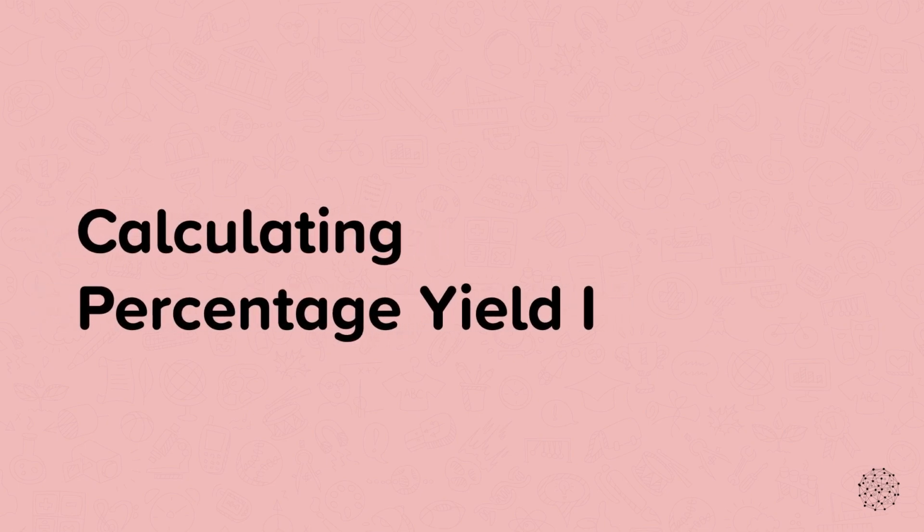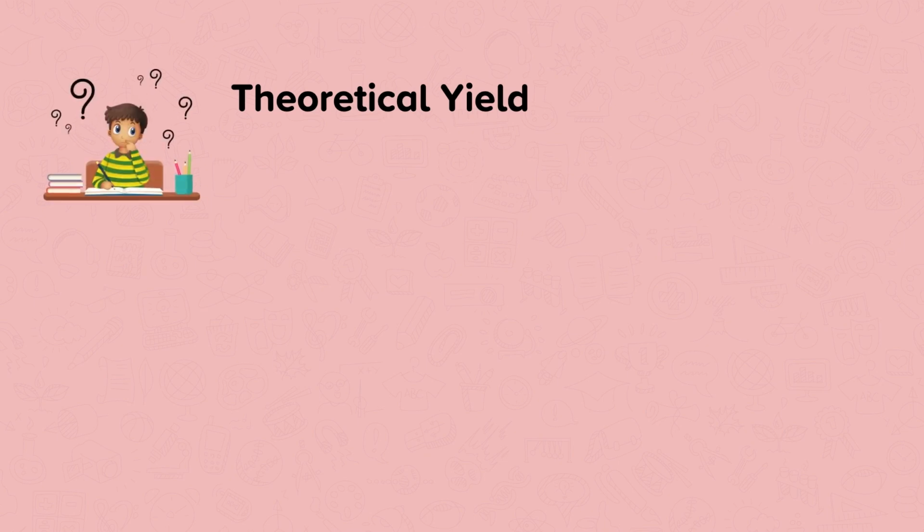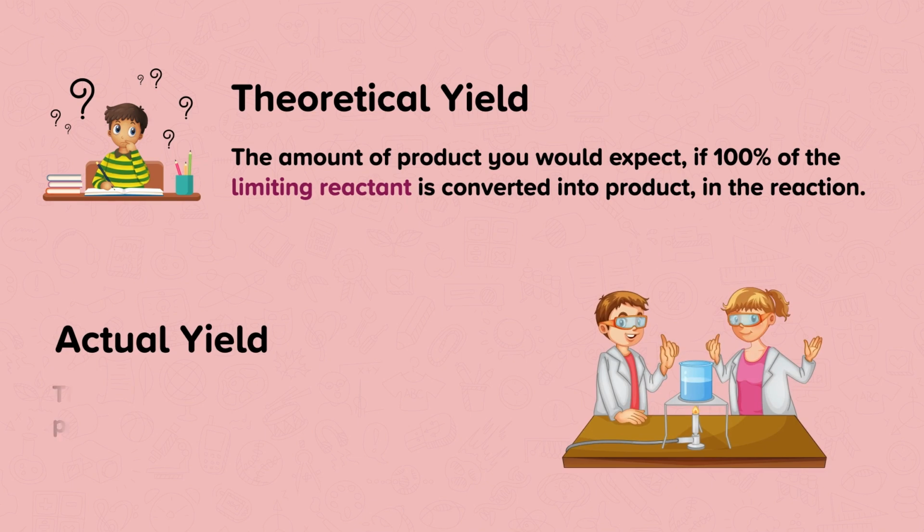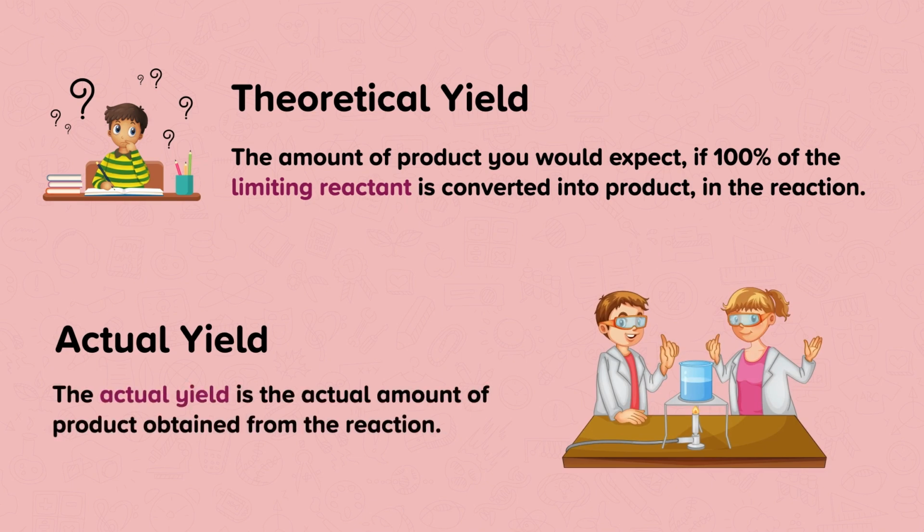In this nugget, you will learn how to calculate the percentage yield for a reaction. Let's start by defining the different types of yield. The theoretical yield is worked out using the chemical equation and the number of moles that are being used. The theoretical yield is the amount of product you would expect if 100% of the limiting reactant is converted into product in the reaction. The actual yield is found by doing the experiment. The actual yield is the actual amount of product obtained from the reaction.